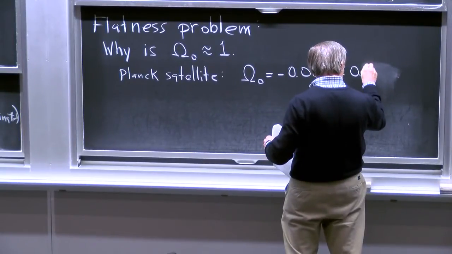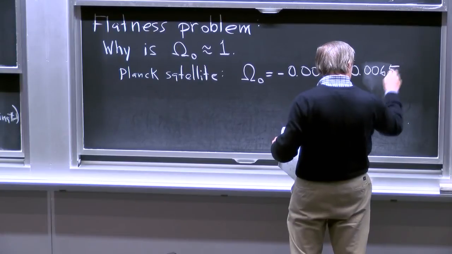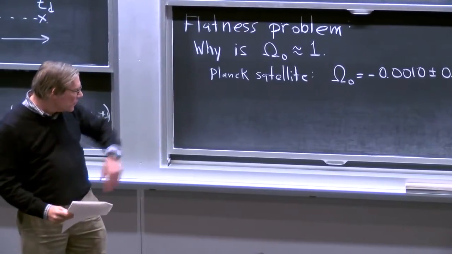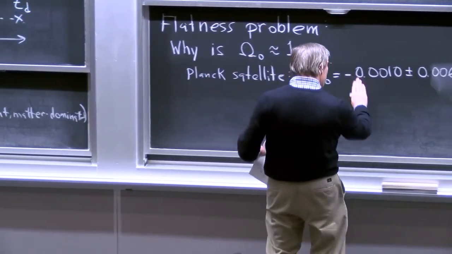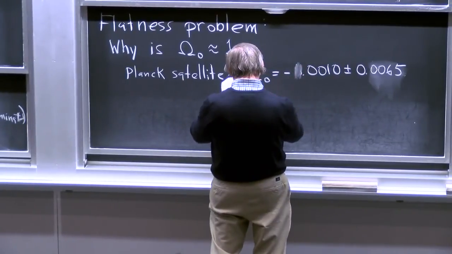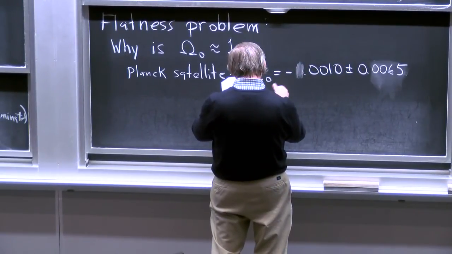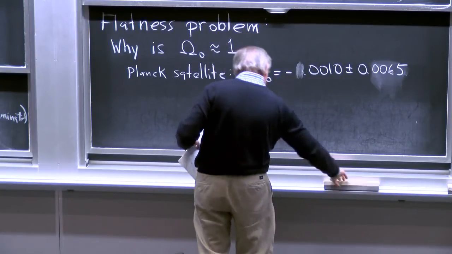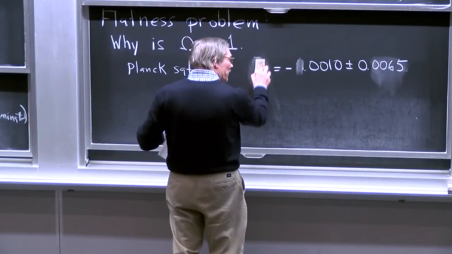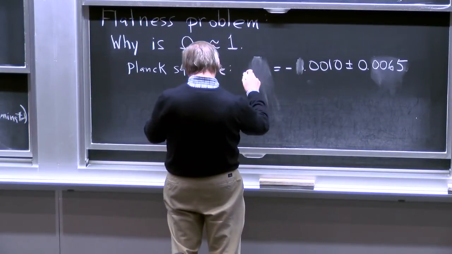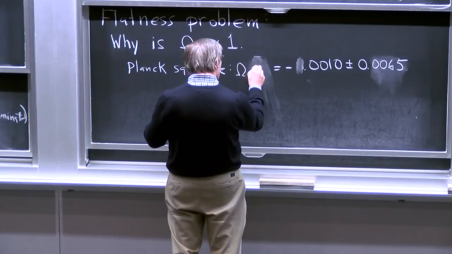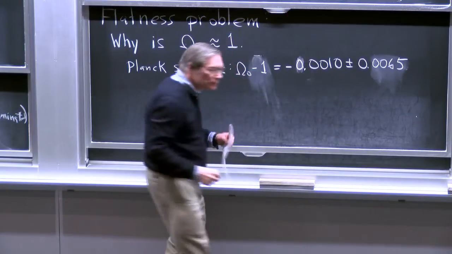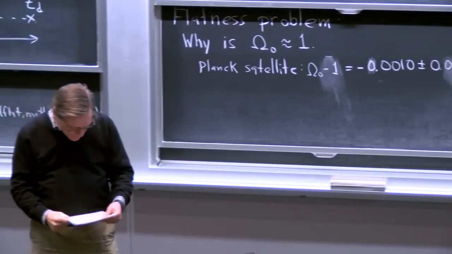Oops, didn't put enough zeros there. So 0.0065 is the error. So the error is just a little bit more than 0.5%. I meant this to be omega naught minus 1 that I'm writing a formula for. So omega naught is very near 1 up to that accuracy.